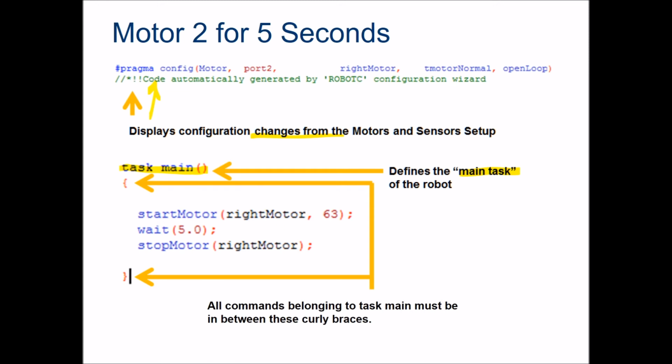But it's exactly what it sounds like. It's the main task of the robot. So everything after that is going to be what the robot does. In fact, to make sure that ROBOTC and the robot can read it, you're going to have your main task start in a curly bracket and end in a curly bracket. All the programming has to happen between those brackets, at least for the main task.